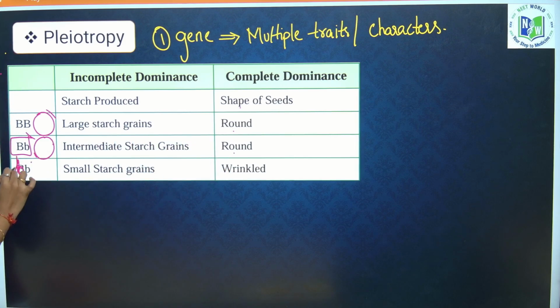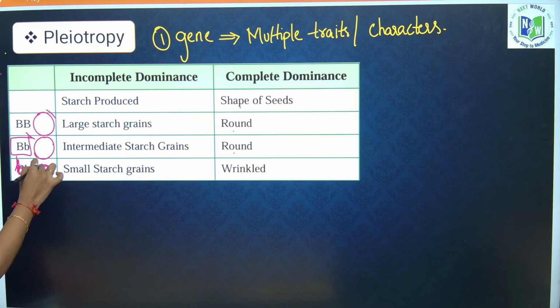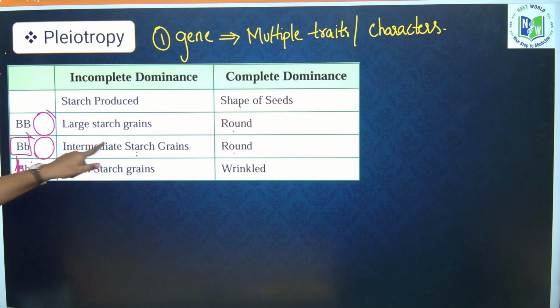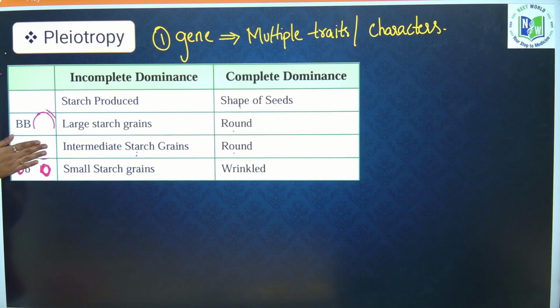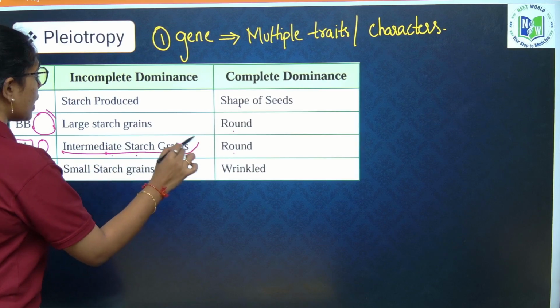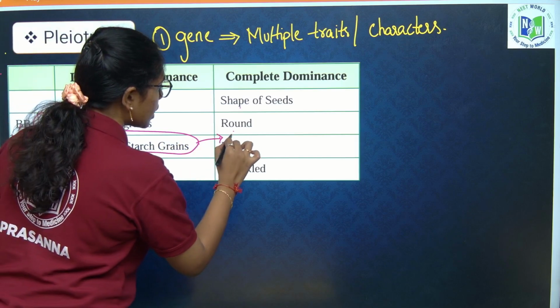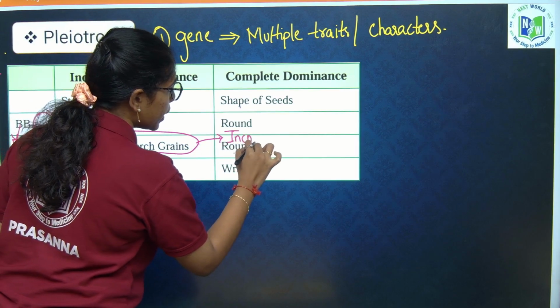Small b, small starch grain, which is wrinkled. So if you clearly look into it, capital B, small b, it is showing intermediate starch grain, but round. So this intermediate starch grain means again what ma? Capital B is partially expressed. So here particularly it is showing incomplete dominance.